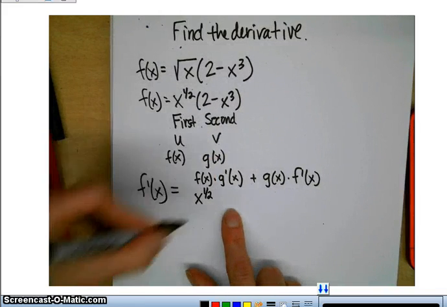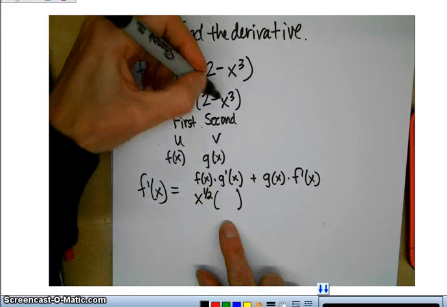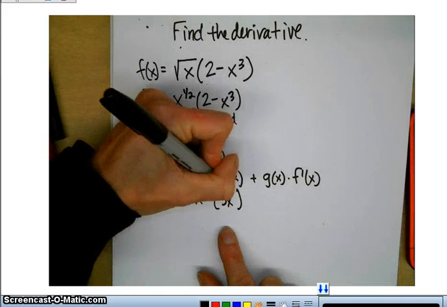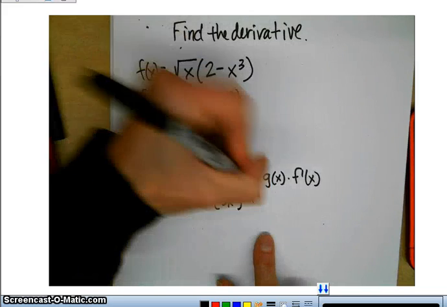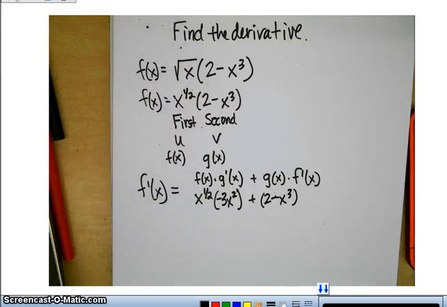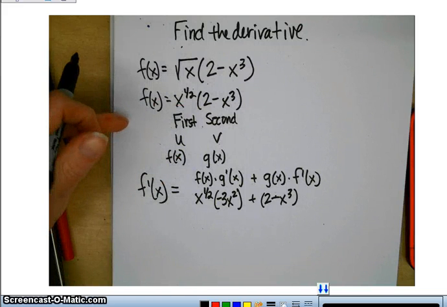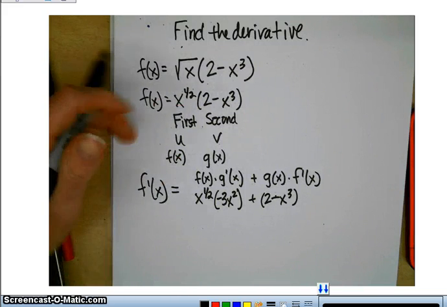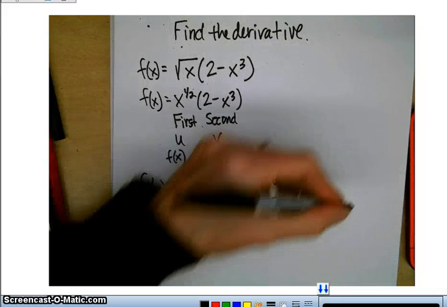Then times the derivative of the second, which is what? Negative 3x squared. Just using the power rule now. Plus the second, which is 2 minus x cubed, times the derivative of the first. What's the derivative of the first? Multiply by the 1/2. 1/2 x to what power? Negative 1/2.